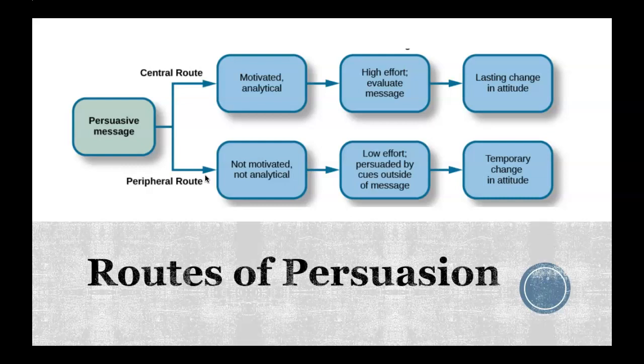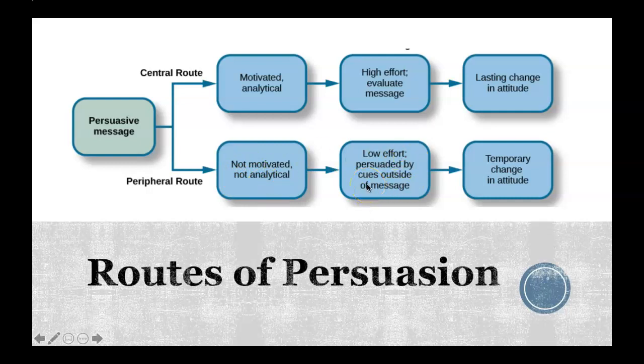To use a commonly used example, fake news, right? This is a term that we've heard a lot as of late. That is a very peripheral route to persuasion, trying to draw up some negative connotation and negative feelings, right? So this peripheral route is not motivated, not analytical. It's focusing again on those feelings and not so much the content of the message, but those emotional cues.